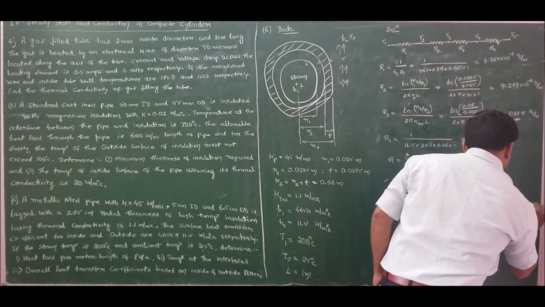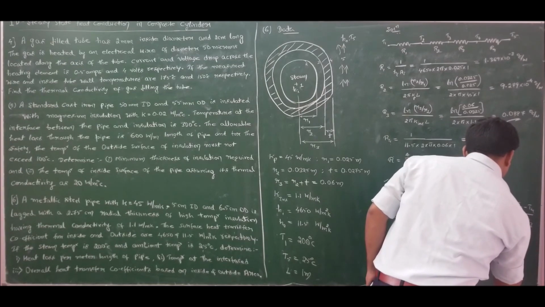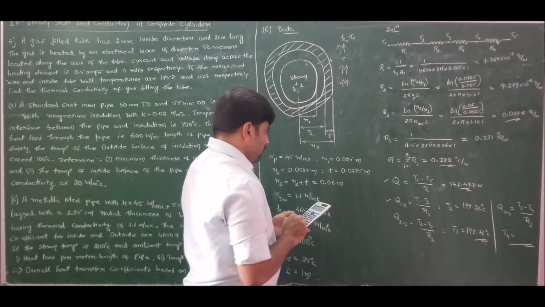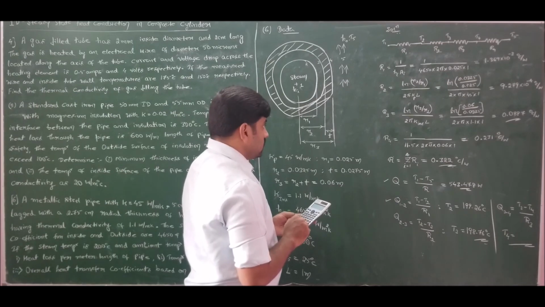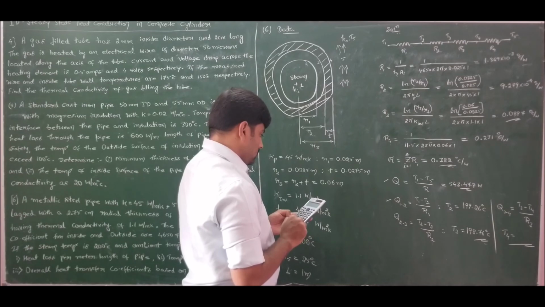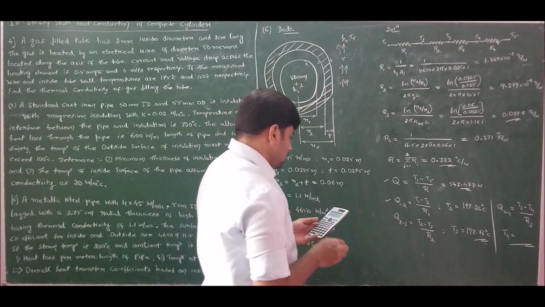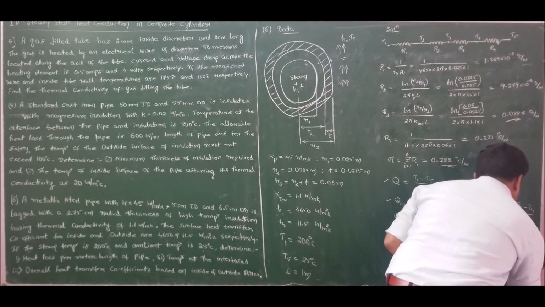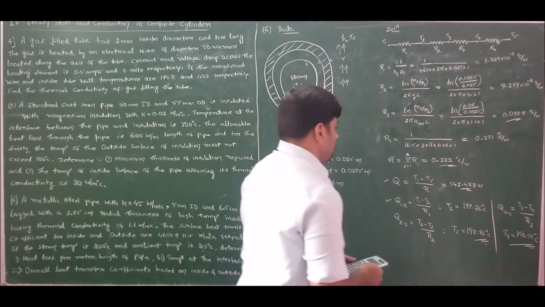It is T3 minus T4 by R3. Hence find the value of T4. Q is 543.478 into R3 is 0.0887. 198.76 minus answer is 150.55. 150.55 degrees Celsius is the value of T4.